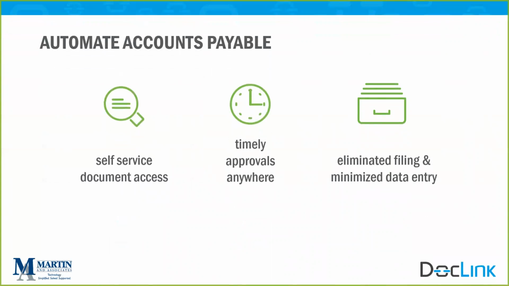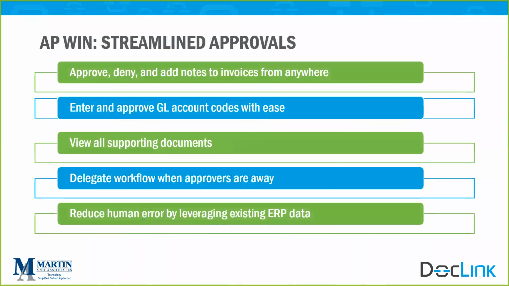So there's three major benefits in using DocLink to automate the accounts payable processes: the ability to provide self-service document access, timely approvals from anywhere, and the elimination of filing and minimizing of tedious data entry. Ultimately, these contribute to a huge win for the streamlined approvals. Users and approvers can be really anywhere. They could be out in the field on their mobile device, and we can approve documents that way. There's no bottlenecking of documents, taking advantage of early pay discounts, which is, again, another way of saving money.